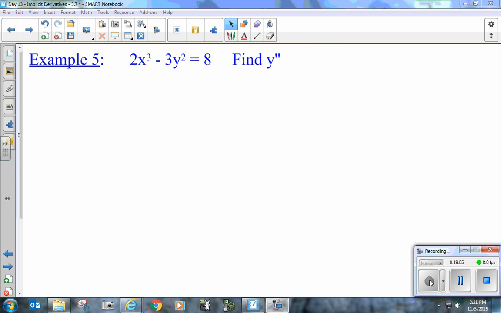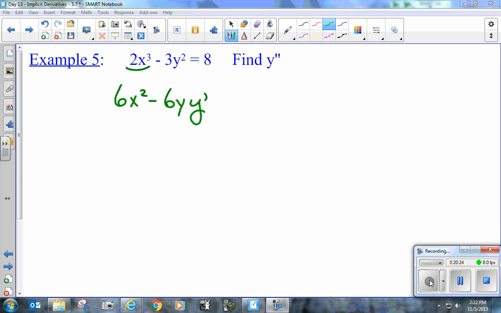Example 5. 2x cubed minus 3y squared equals 8. Find the second derivative, which means you have to find the first and then find the second. So, what's the derivative of 2x cubed? 6x squared. 6x squared minus, what is the derivative of 3y squared? It is 6y, and then I'm going to put a y prime here, absolutely. Equals, what's the derivative of 8? 0.